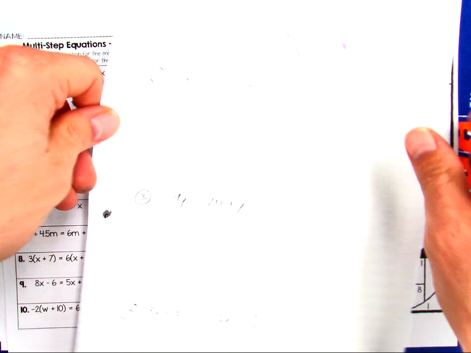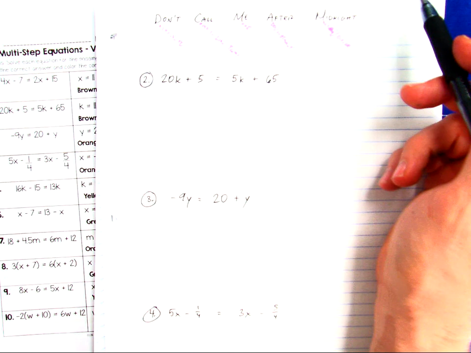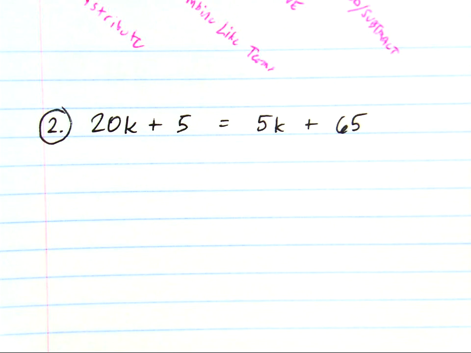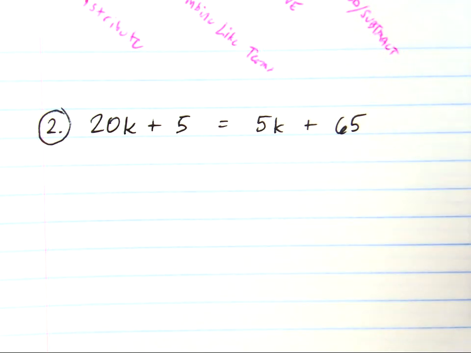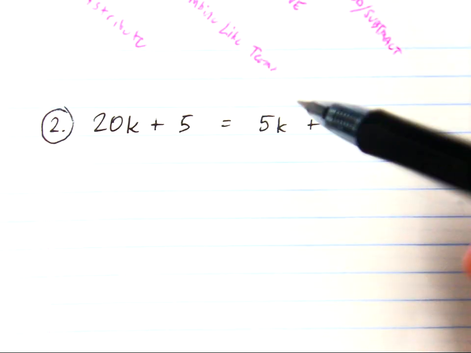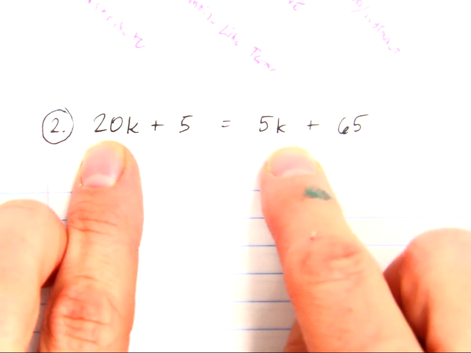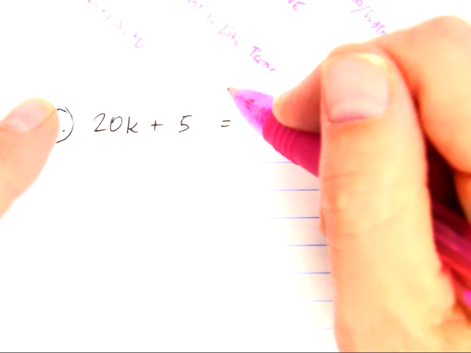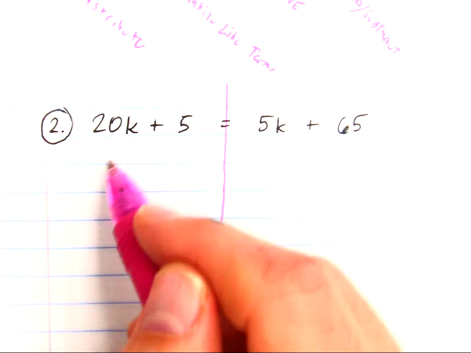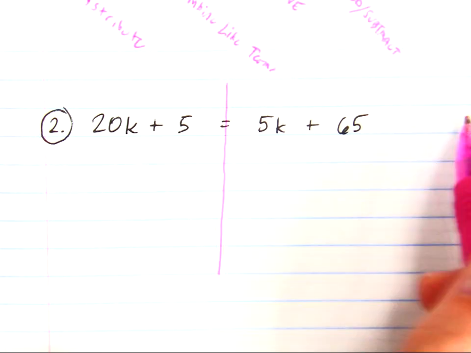What we have here are equations with variable terms on both sides. So I'm going to start with number 2. Number 2 says 20k plus 5 equals 5k plus 65. We have a variable term on the left, a variable term on the right. The equal sign is really breaking up the left-hand side of the equation from the right-hand side of the equation.